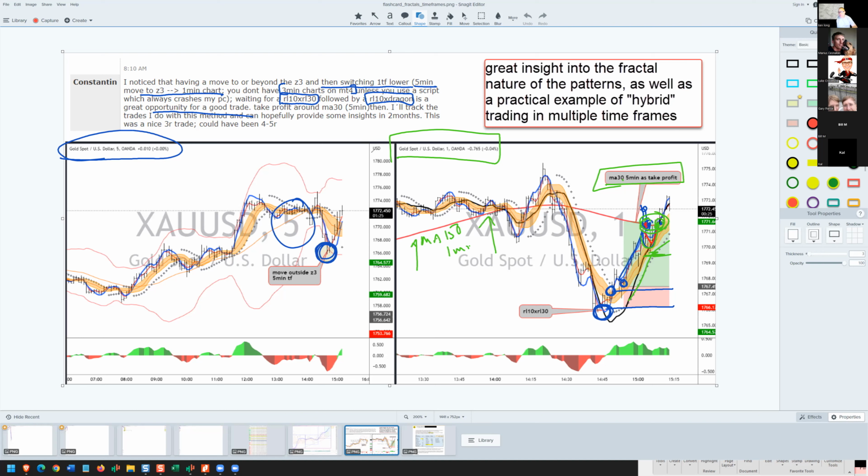So if you're going to do that 5 and 1, you have to interpolate. The 30-minute MA is nothing more than a reversion to the mean on the 5-minute chart. So he gets to here, and he takes essentially that trade. That's a perfect reversion to the mean trade after an expanded move to a Z3 excursion that has now reversed.